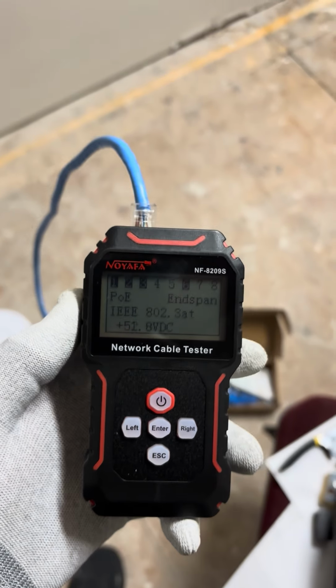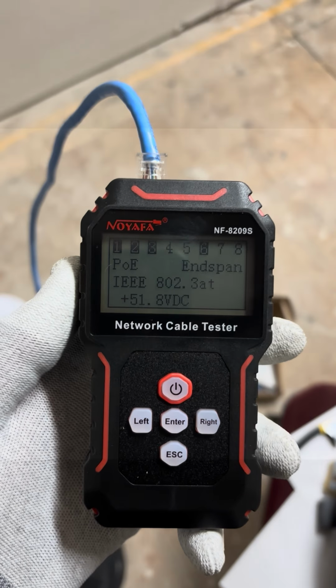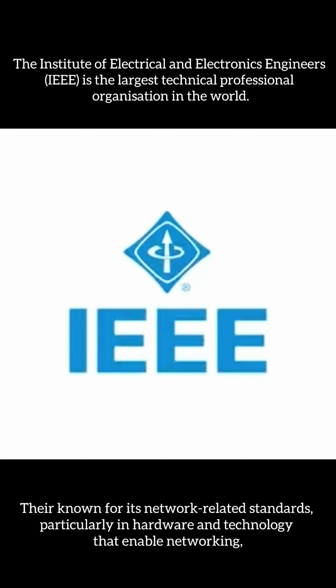The IEEE 802.3 is the Power over Ethernet standard. The IEEE is the Institute of Electrical and Electronics Engineers, an organization responsible for the technological advancement and development of standards for industries in electrical and computer science, especially as it relates to our field of what we're talking about right now: Wi-Fi, access points, and things of that nature.